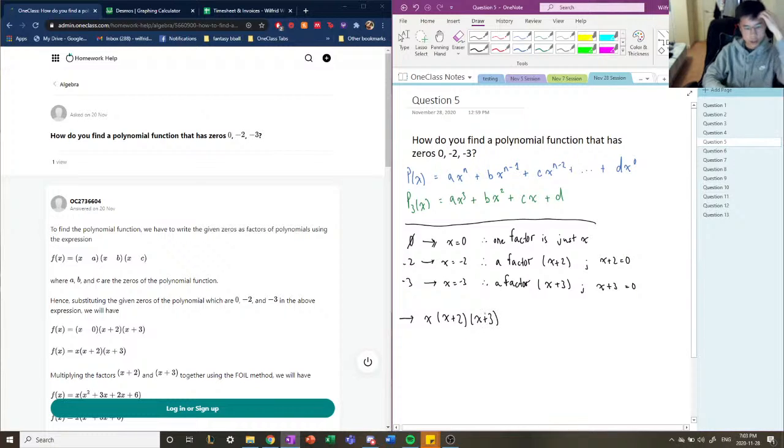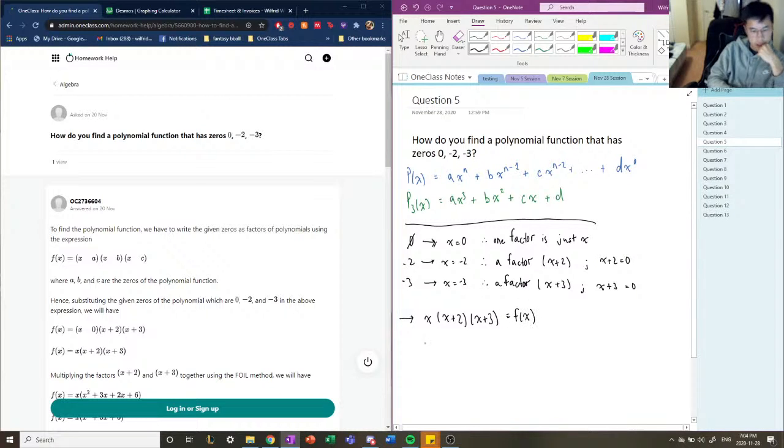Okay, let's check our zeros here. So this is our factored polynomial. Let's check our factors. When x equals 0, this whole thing equals 0. When x equals -2, this bracket equals 0, and anything multiplied by 0 is 0. When x equals -3, this bracket equals 0, and everything multiplied by this is equal to 0. So we have found our polynomial, f of x.